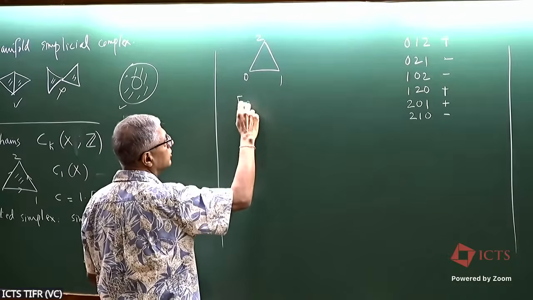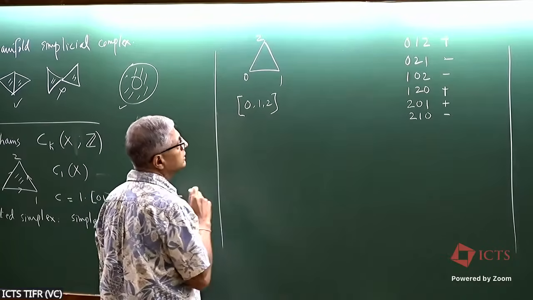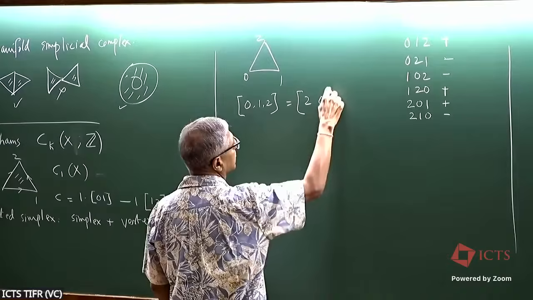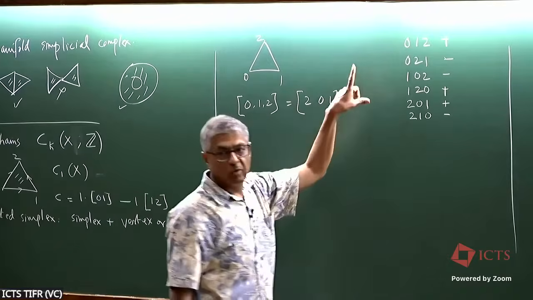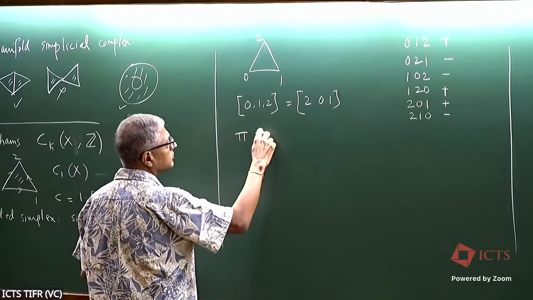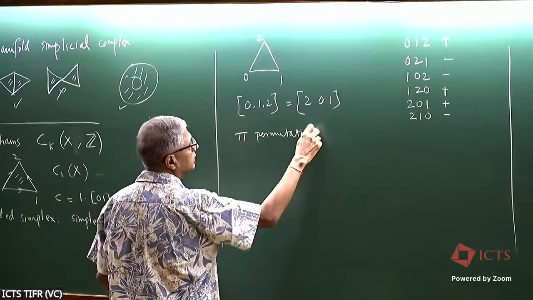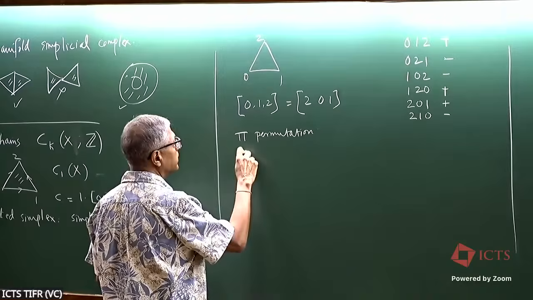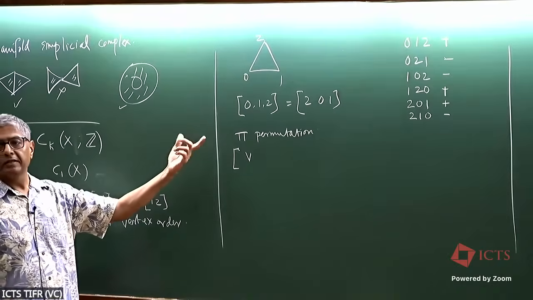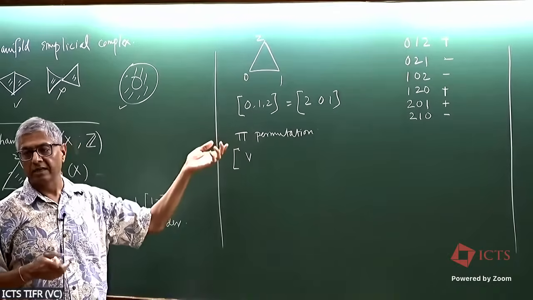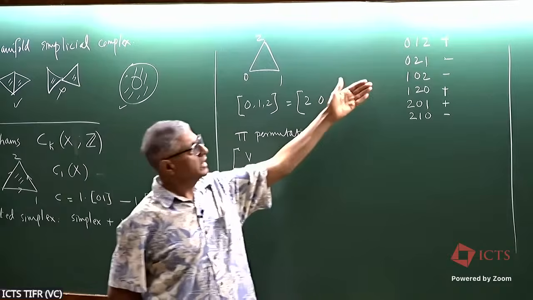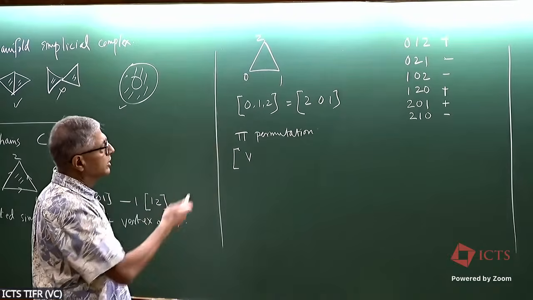If I write 0, 1, 2, that's the same as 2, 0, 1, because 0, 1, 2 and 2, 0, 1 are both positive permutations. So for any permutation pi of the vertices, we'll use this notation: square bracket and ordering. The square bracket is a reminder that it's an equivalence class. So you can have other orderings in the same class, which have the same sign. There will be either a minus sign or a plus sign, and those are arbitrary decisions.